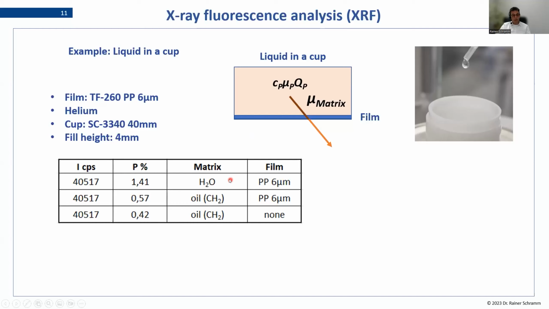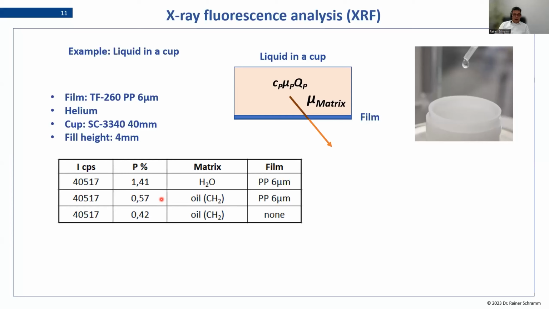Phosphorus in water. This is the intensity I got, 40,570 counts per second. And when I define the matrix, which the XRF of course cannot measure, so I as a user have to define this. If I say it's water, my result will be 1.41%. But if I define the matrix as oil, then I get only less than half of the value. So why? What is the reason for that?